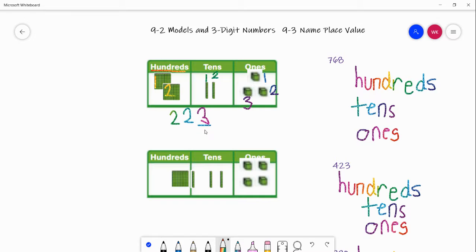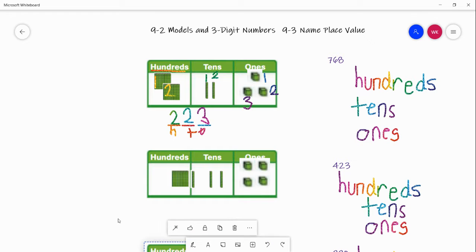So this is our ones place right here, the 3. The 2 going over from the ones place is our tens place. And then the next 2 is our hundreds place. So going with place value, we have a ones place, a tens place, and a hundreds place. So our number from this model is 223. Remember, we try not to say "and." We say 223. All right, let's go on to our next one.